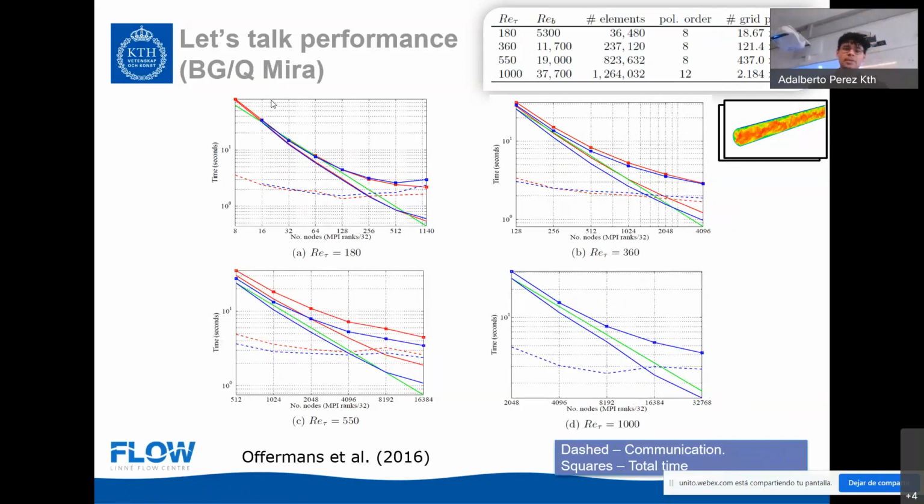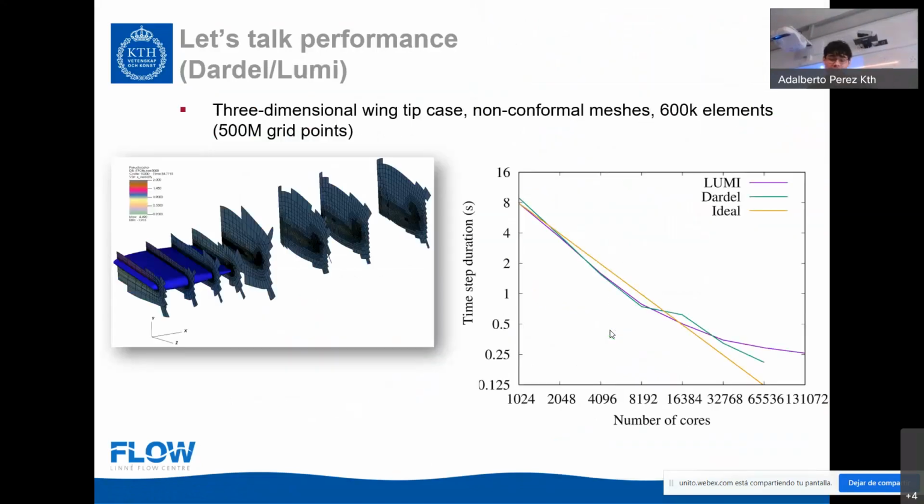There are also some results on BGQ Mira. Again, this was also in 2016, and we see the same trends. Of course, here for the bigger case, you see that we go even to 1 million ranks. The scaling here is not linear, but it's still scaling. So from these pictures, you could see that NEK5000 is a code that scales very well. There is also a more recent study done on Dardel and Lumi, which are new supercomputers here in Sweden and Scandinavia. These are a little bit smaller cases than the other big one.